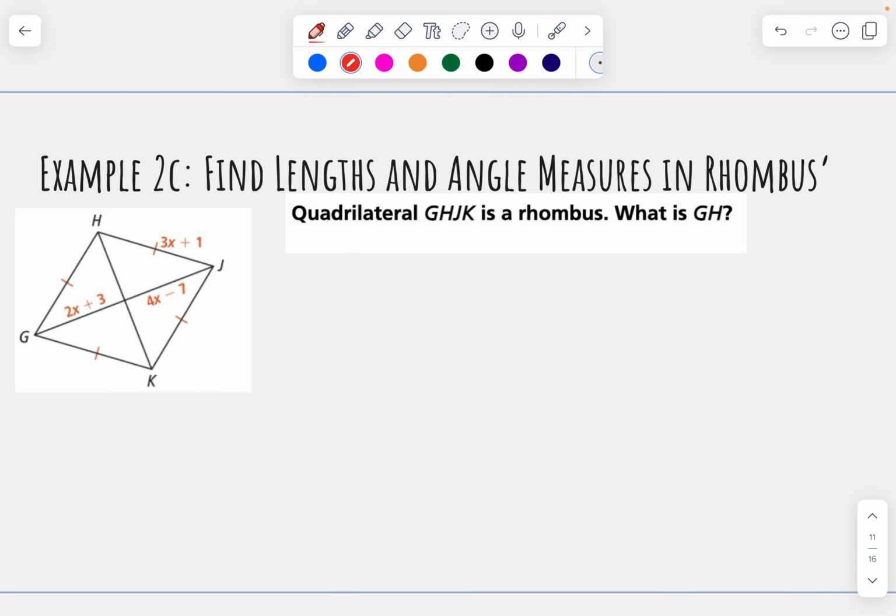All right, this one is having to deal with the side lengths. So the side lengths of a rhombus are all the same.